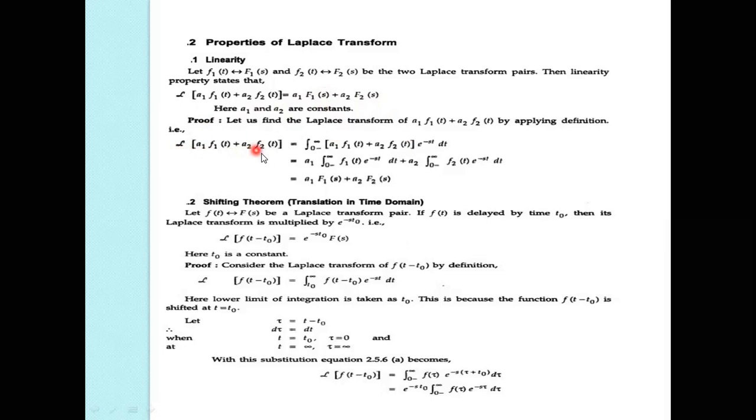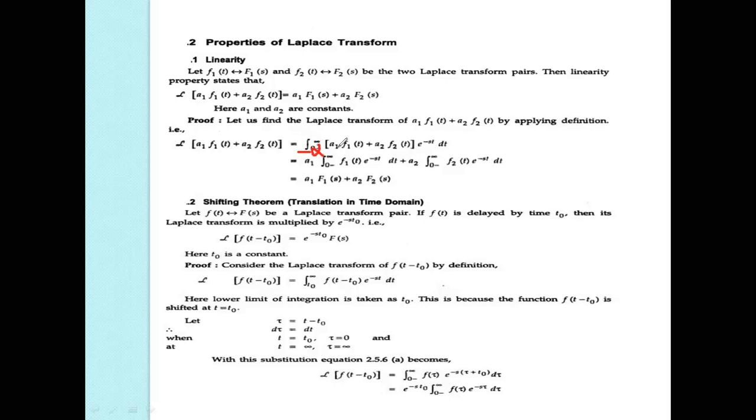Let the Laplace transformation of a1 f1 of t plus a2 f2 of t be the input signal. According to the definition of Laplace transformation, the integral is not from 0 minus, it is from minus infinity only. The properties we are taking here are all for the bilateral Laplace transformation, not the unilateral. Remember that: minus infinity to infinity, f of t into e power minus st dt.